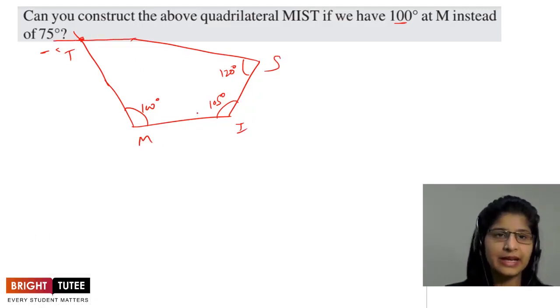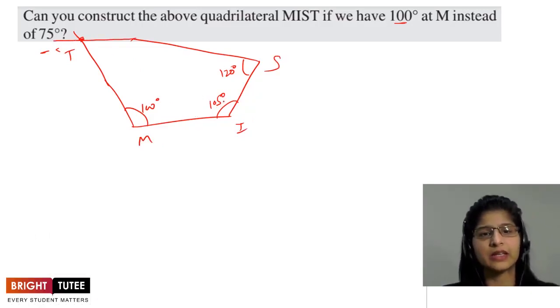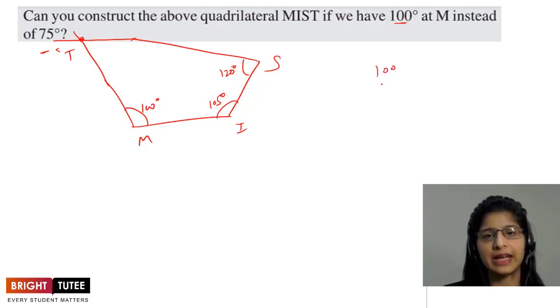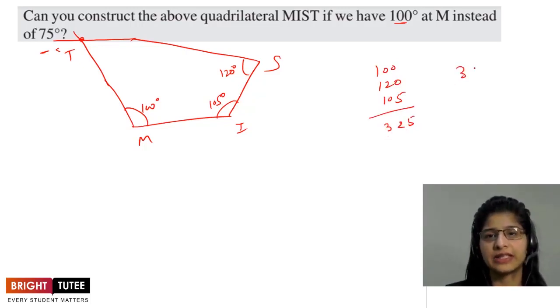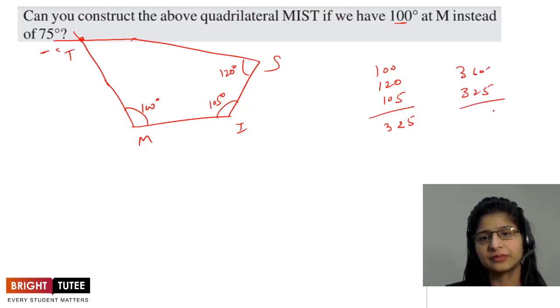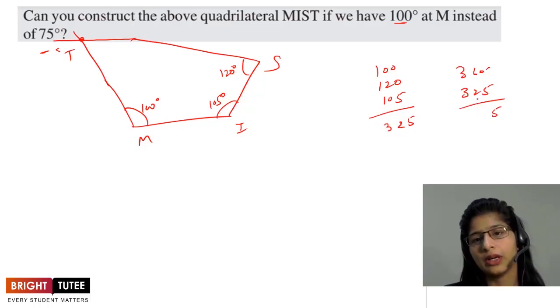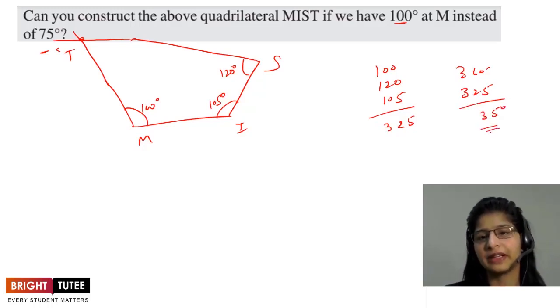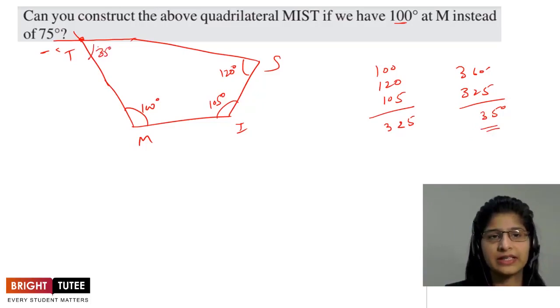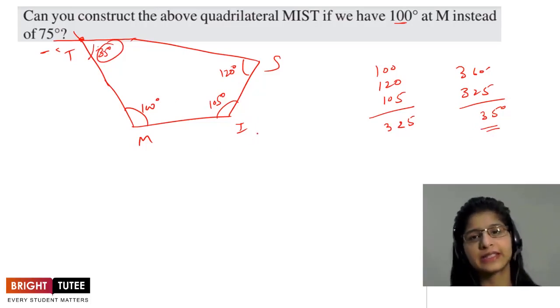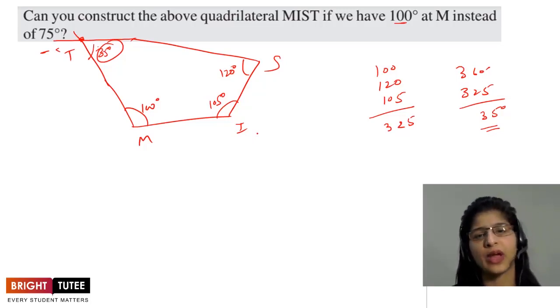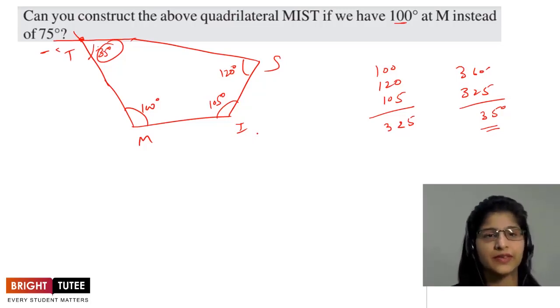So this is a rough diagram that I have drawn. If this is 100, this is 105, let us just add the angles. 120 plus 105, how much do we get? 225. So if these add up to 325 degrees, what are we left with? 360 minus 325 is 35. So we are left with 35 degrees. So yes, it can be. The angle sum property of a quadrilateral is satisfied. It is not more than 360, it should be exactly 360. And yes, we can construct a quadrilateral if we have been given 100 degrees instead of 75 degrees.